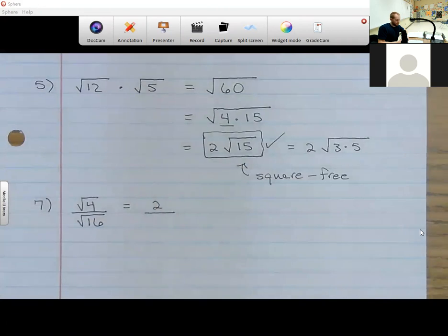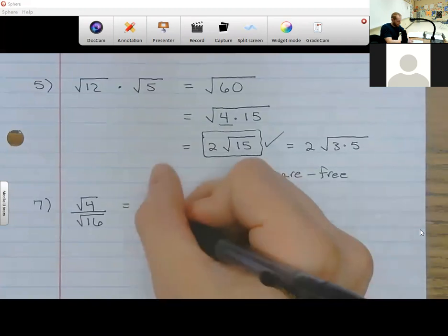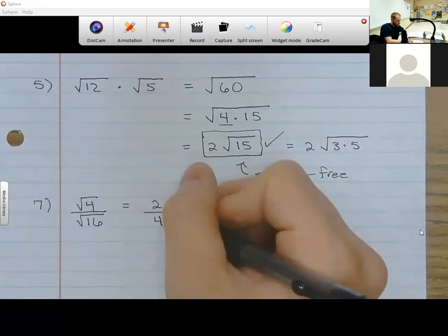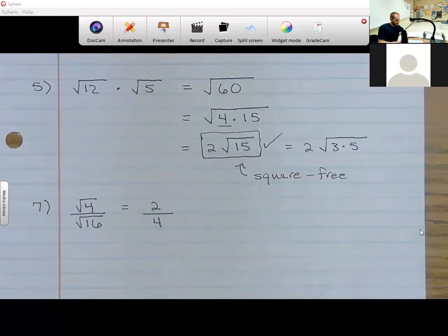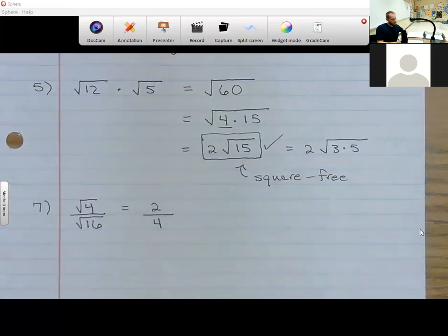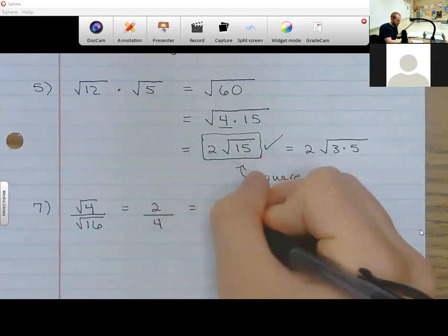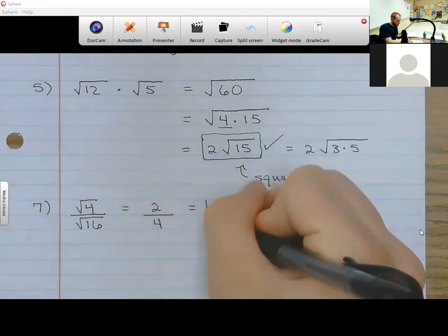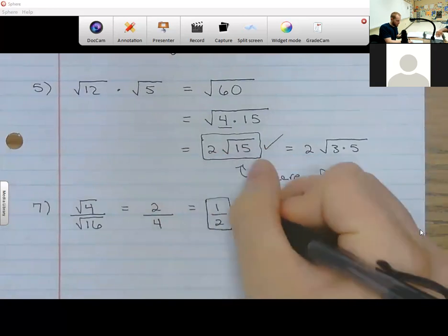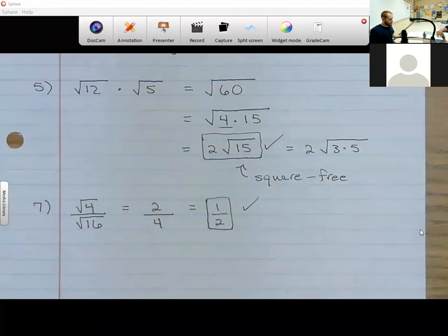What's the square root of 16? That would be what? 4, right? So 2 over 4. Is that my final answer? Not necessarily. I can still reduce this down, right? I can reduce this down into 1/2. And that's really going to be my answer. That's fully simplified.